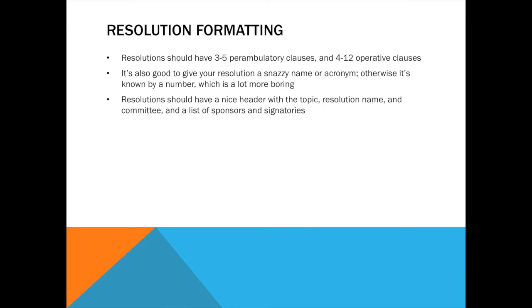There are some specific resolution formatting things. First of all, resolutions should have 3 to 5 preambulatory clauses and 4 to 12 operative clauses. Any shorter than this, and it's a bit insignificant. Any longer, and it's a bit redundant. It's also good to give your resolution a snazzy name or acronym as its title. Otherwise, it's known by a number, which is a lot more boring. Imagine your resolution being called Resolution 5.A versus the Laser Resolution. It's way cooler to come up with a cool acronym like the Laser Resolution than talking about it by its number. Also, you should have a nice header at the top of your resolution with a topic, resolution name, if applicable, and committee, and a list of the sponsors and signatories. Just like your position papers, this is pretty similar format.